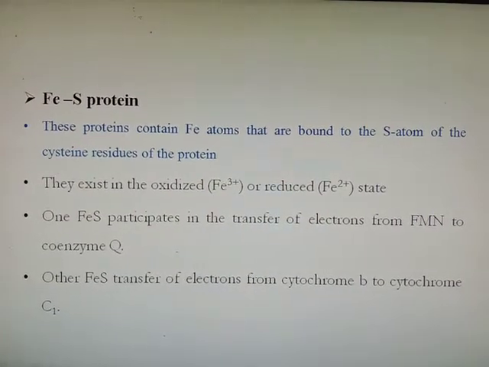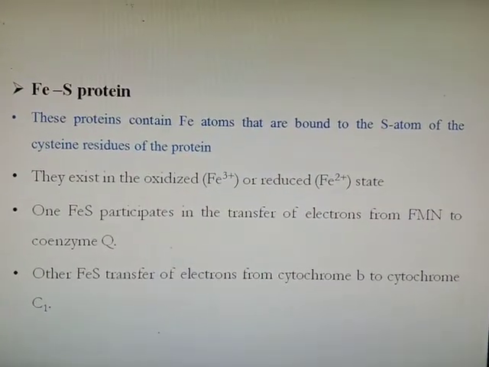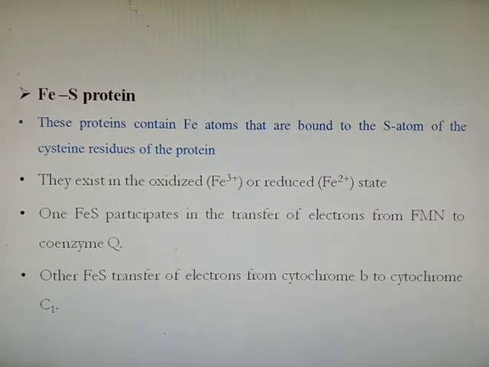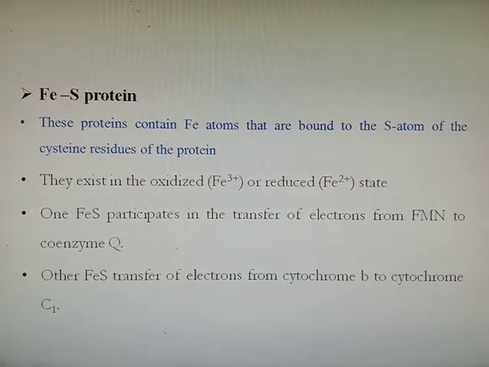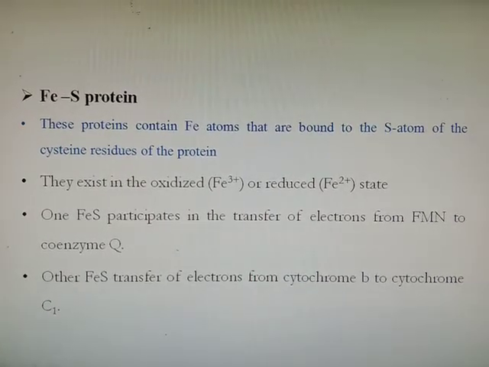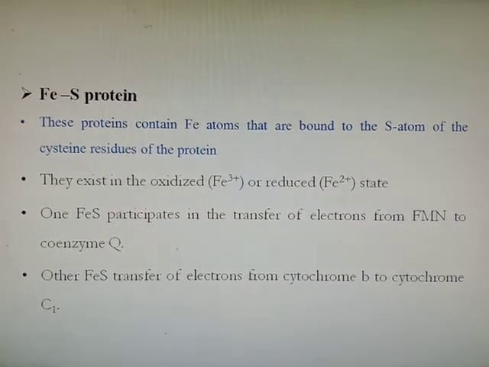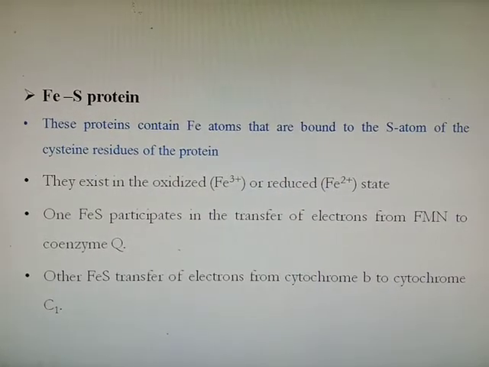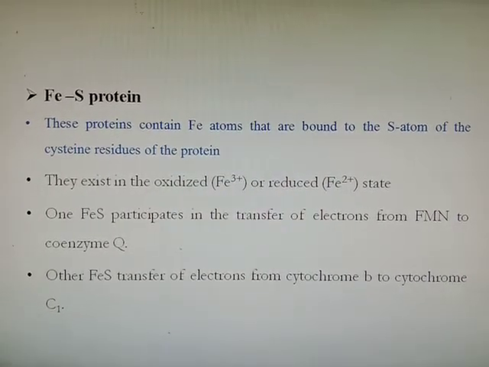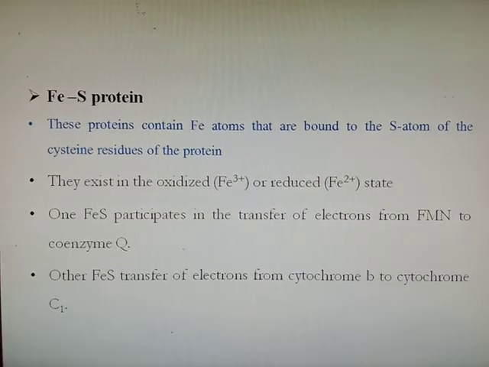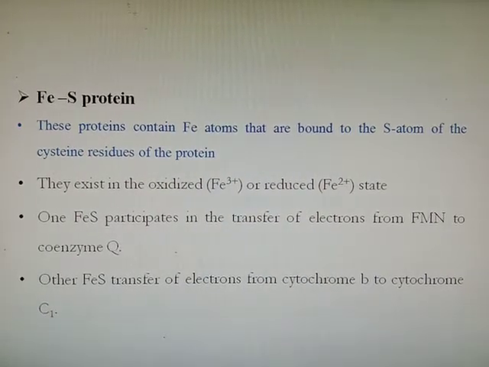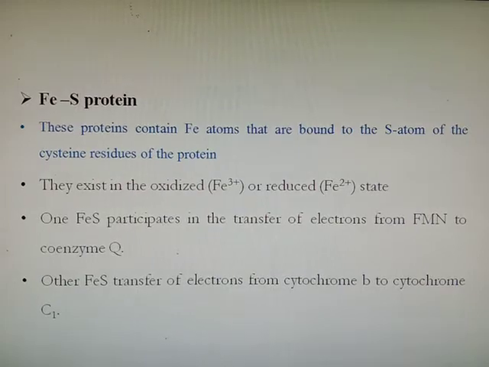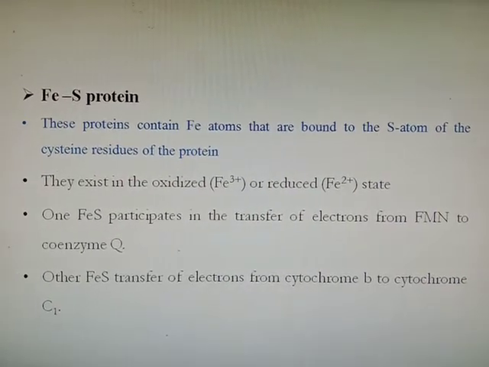Then next is iron sulfur protein. This protein contains iron atoms that are bound to the sulfur atoms of cysteine residues of protein. They exist in oxidized ferric form and reduced ferrous form. One iron sulfur protein participates in the transfer of electrons from FMN to coenzyme Q, whereas another iron sulfur protein helps in the transfer of electrons from cytochrome b to cytochrome c1.